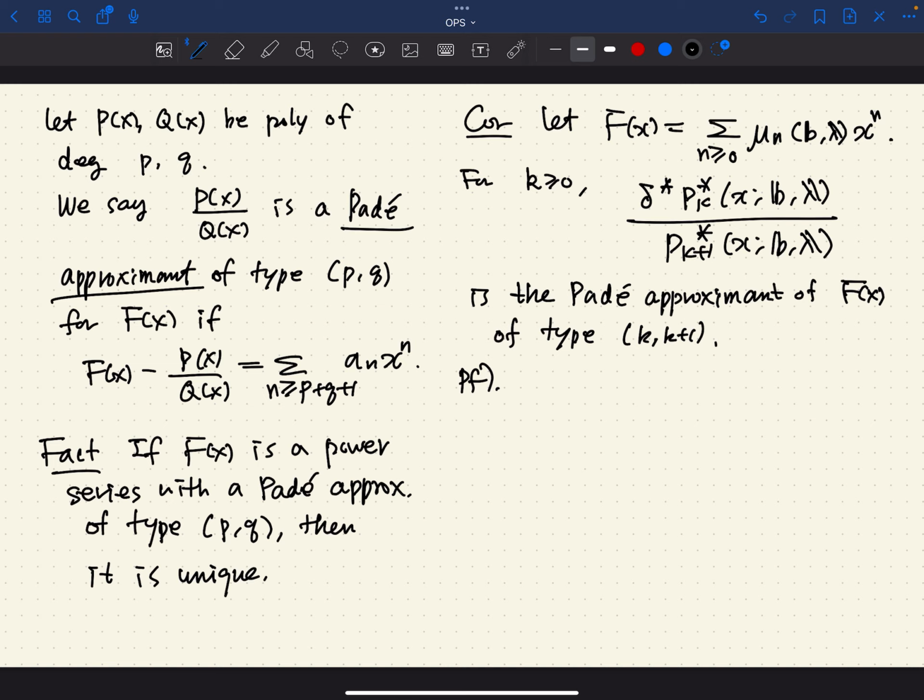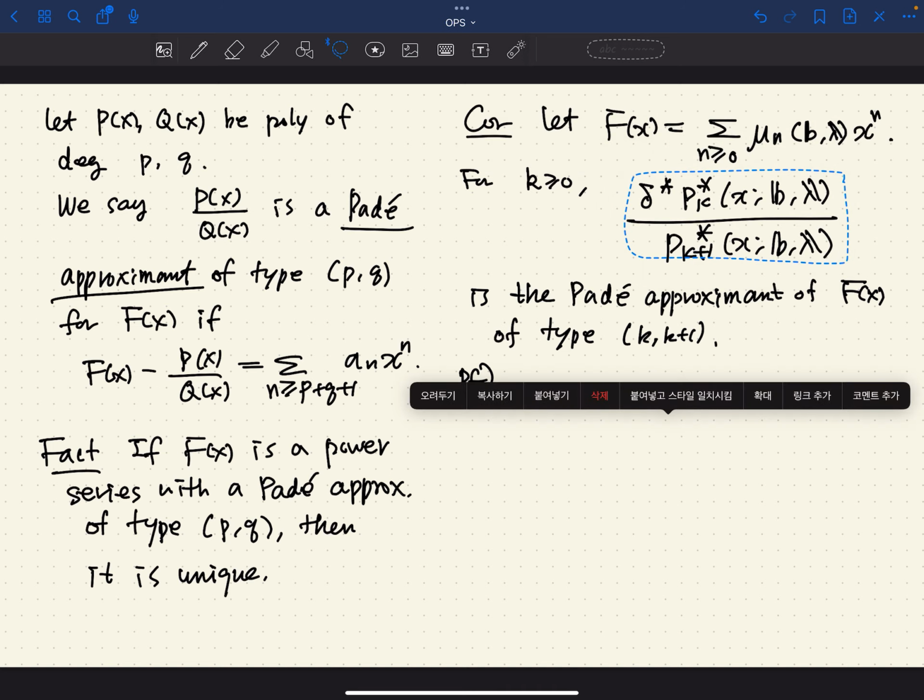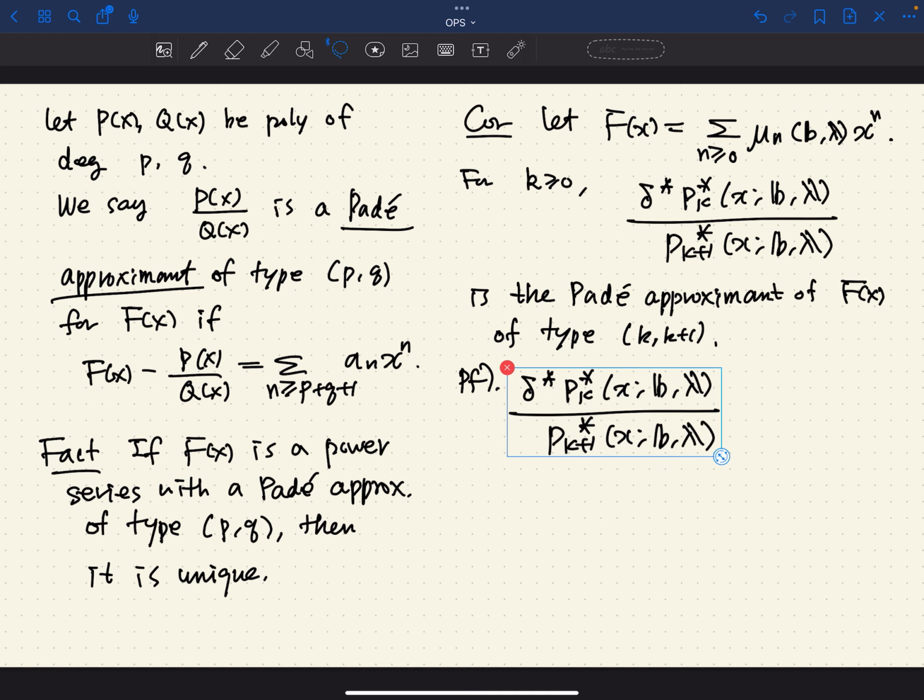So we know that this part here, we know that this is equal to, let me omit p and lambda because they're always there. We know this, okay?